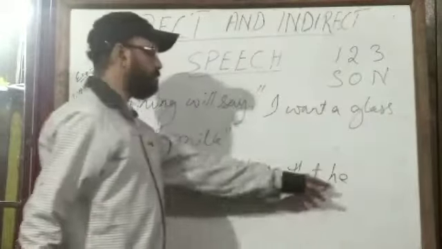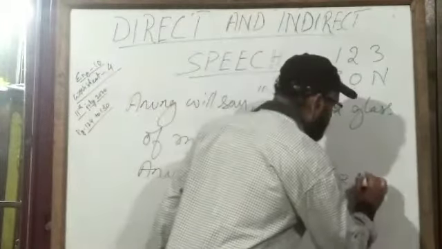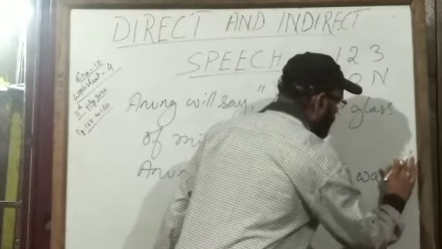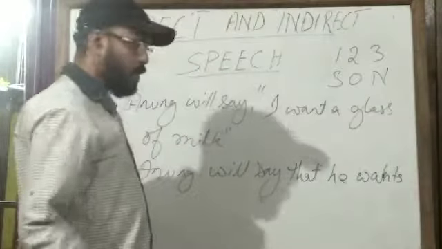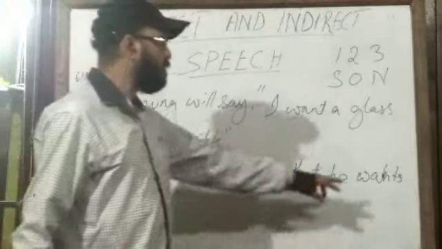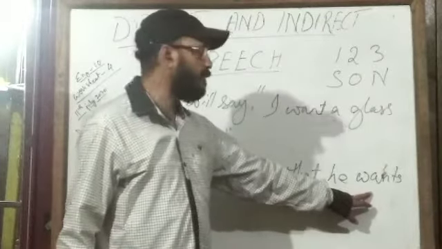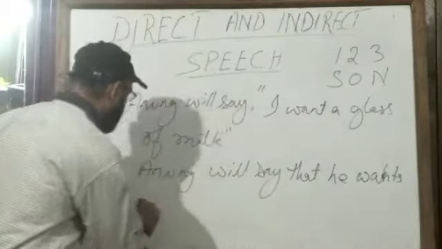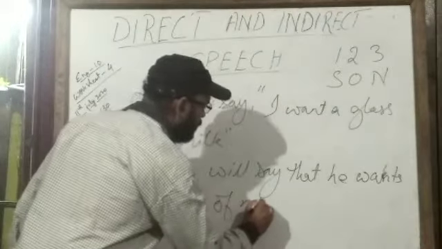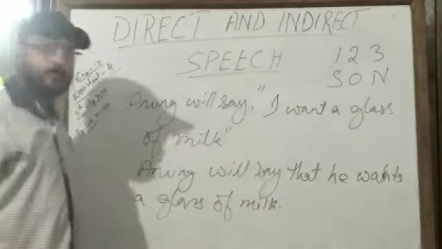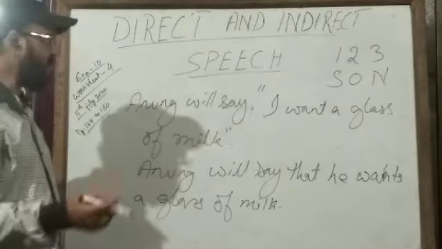Now you know that when it is third person, the verb will change to S form. When we put an S with the verb, it becomes a singular verb. When the subject is singular, the verb must also be singular. Wants a glass of milk. Hope you have understood this sentence. We will proceed with our next question.